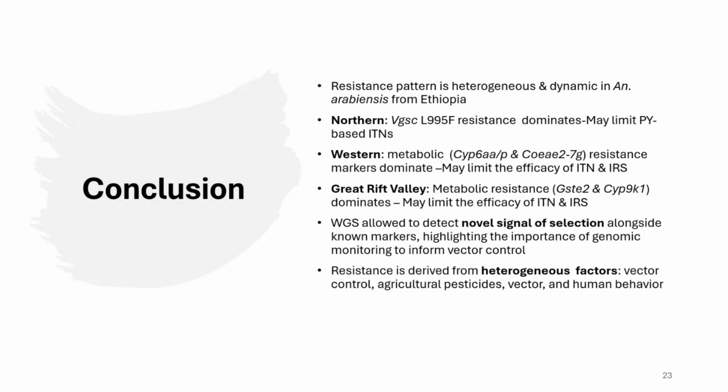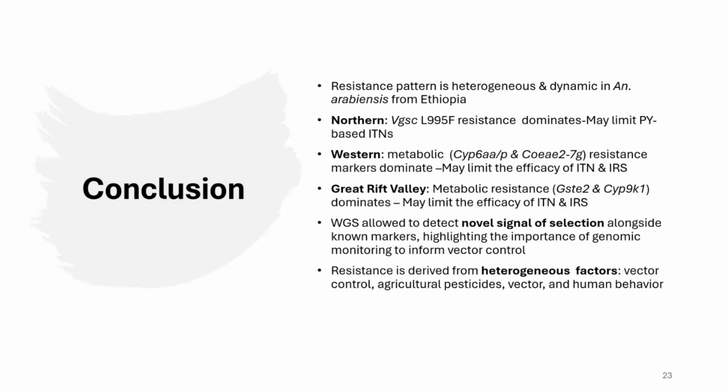The central part of Ethiopia is also impacted by metabolic resistance conferring genes. These are GST2 and CYP9K1. So this can also have an impact on the efficacy of pyrethroid-based ITNs as well as indoor residual spraying interventions. This whole genome sequencing allowed us to detect novel signals of selection alongside the known markers, which highlights the importance of genomic monitoring to inform vector control.